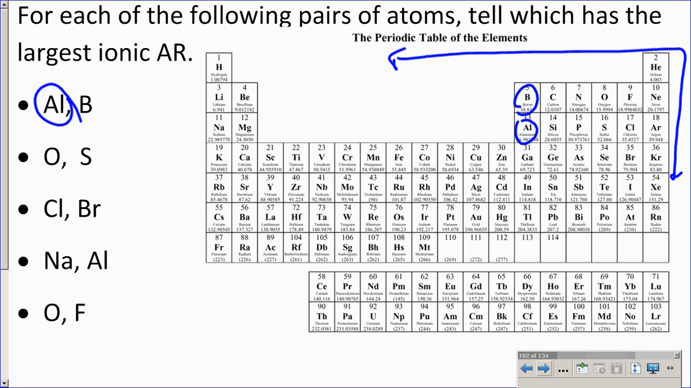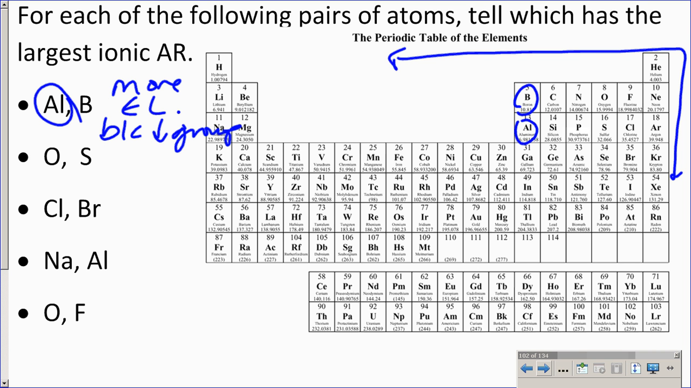Now you have to tell me why aluminum is larger. Any volunteers? Go for it. Because it has more... I don't know. All right, wait. Levi. Thank you. More energy levels, because down the group. Good. That's the kind of explanation I'm looking for. Not because it's lower in the group. That's not enough. That's a simple statement. I want the explanation, which is more energy levels.